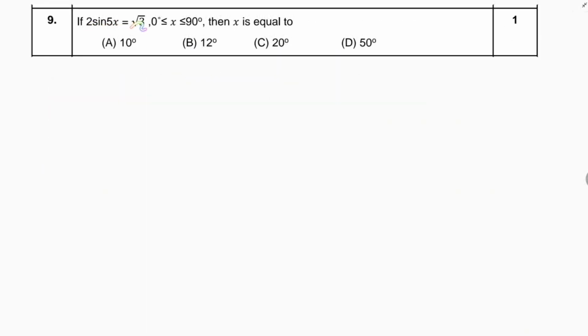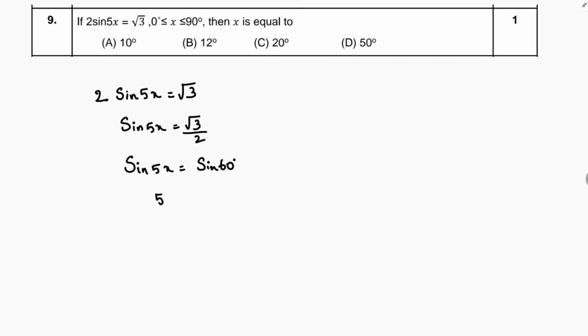2 sin 5x is root 3. The angle is acute, 0 is less than or equal to the angle, which is less than or equal to 90. Then x is equal to? So 2 sin 5x is root 3, so sin 5x is root 3 upon 2. Root 3 by 2 in sin you will get for sin 60. So 5x equals 60 degrees, x equals 60 upon 5, so x equals 12 degrees.